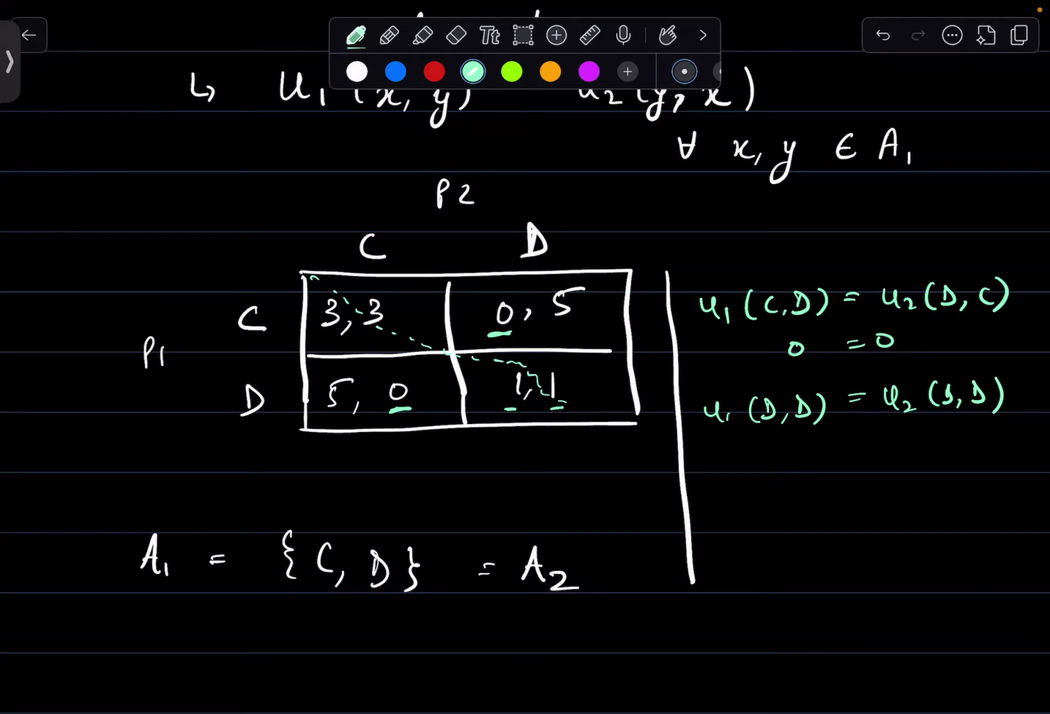Another way to visually see this is to imagine a negative 45-degree line going through your payoff matrix and seeing everything reflected on the other side. So see, this 3 is reflected by this 3. This 5 is reflected by this 5. The 0 by the 0, this 1 by this 1. Does that make sense?